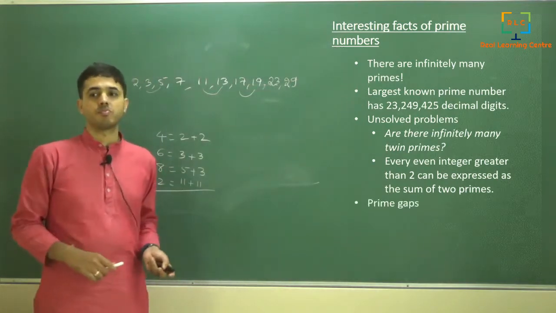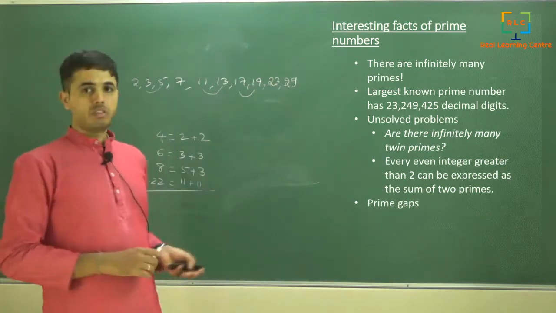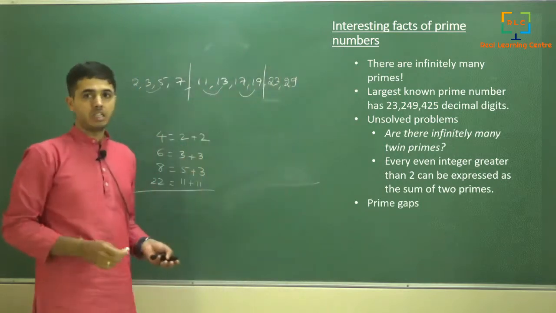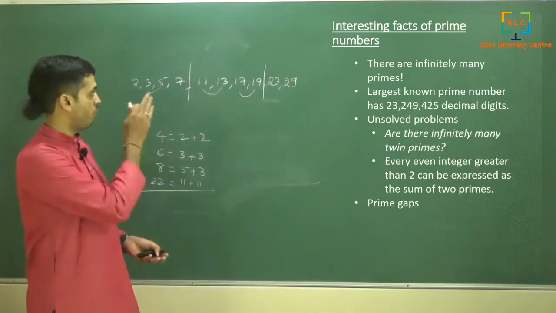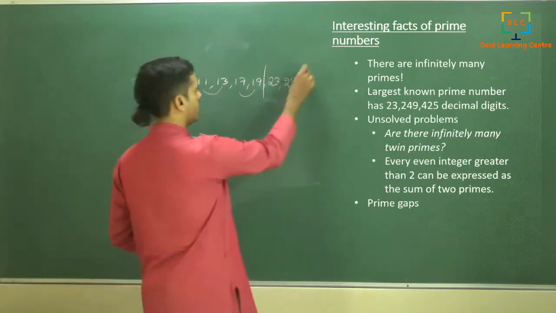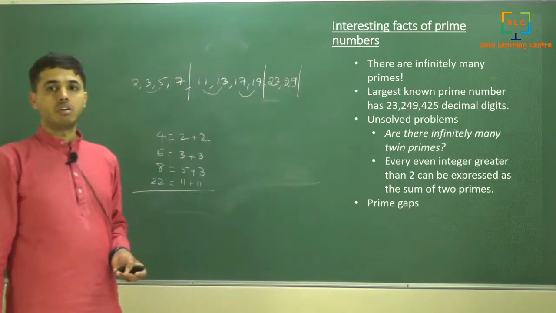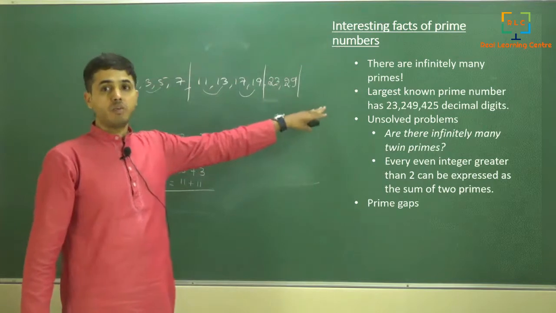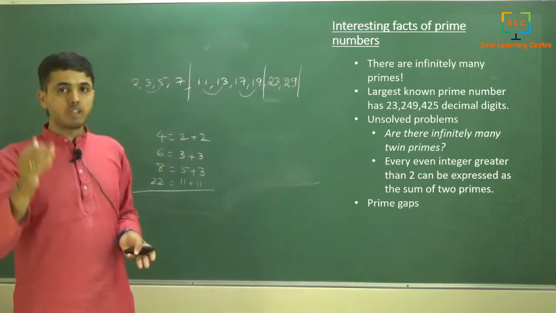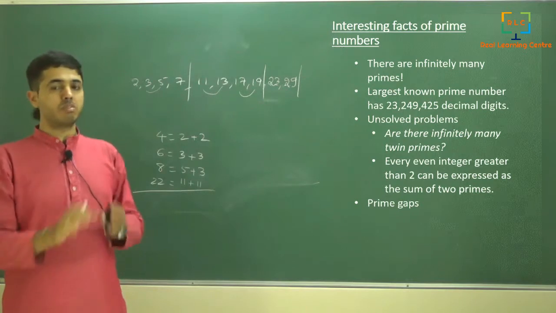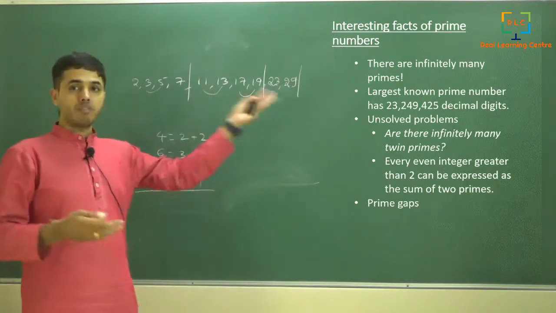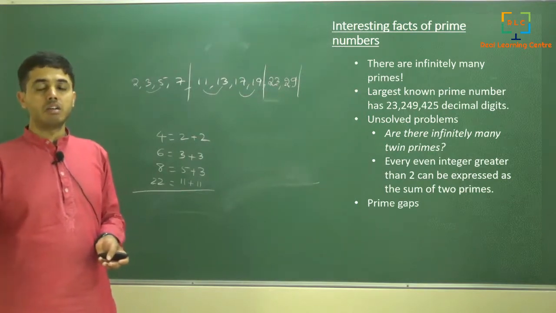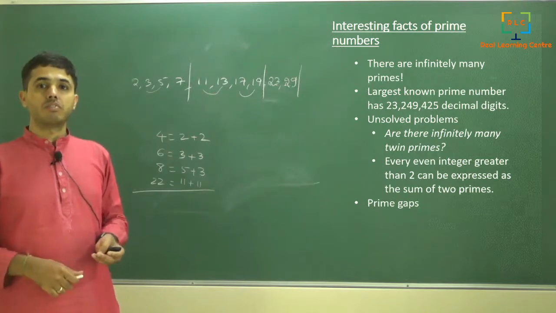Okay, next. Prime gaps. As I mentioned, between 10 to 20, we have got 4 prime numbers, but between 20 to 30, we have got only 2 prime numbers. But we cannot say that after 30 we can get only 2 prime numbers. Between 30 to 40 only 2 primes, between 40 to 50 only 2 primes. We cannot say that. Suddenly you may get again 4 primes, or you may not get any prime number in a given interval in the future.